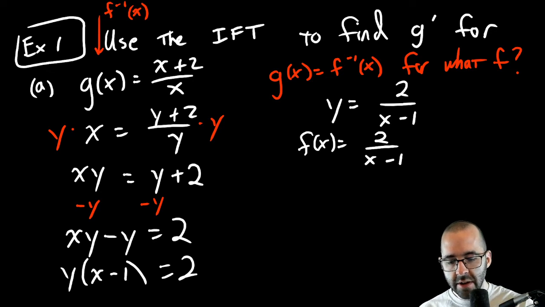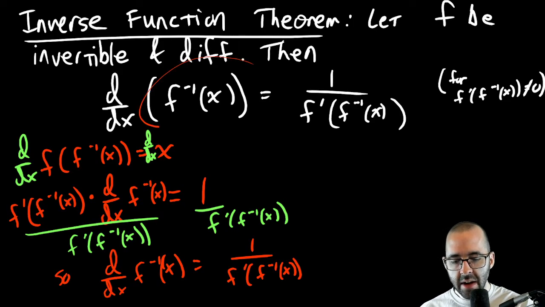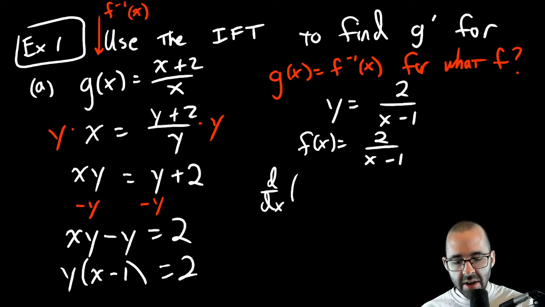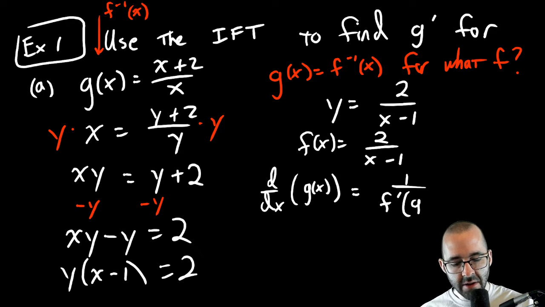Well, the inverse function theorem says the derivative of f inverse is 1 over f prime of f inverse. The inverse function theorem says that the derivative of f inverse, which is g of x here, is equal to 1 divided by f prime evaluated at f inverse. And again, f inverse is g here.